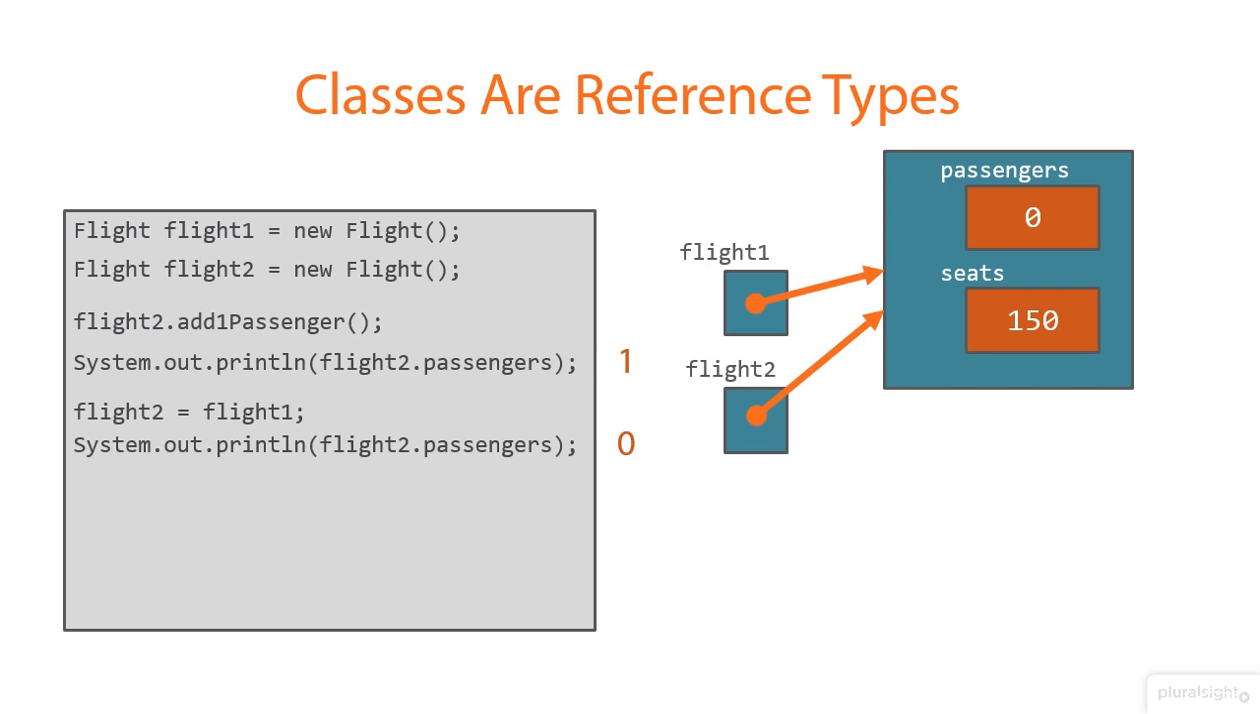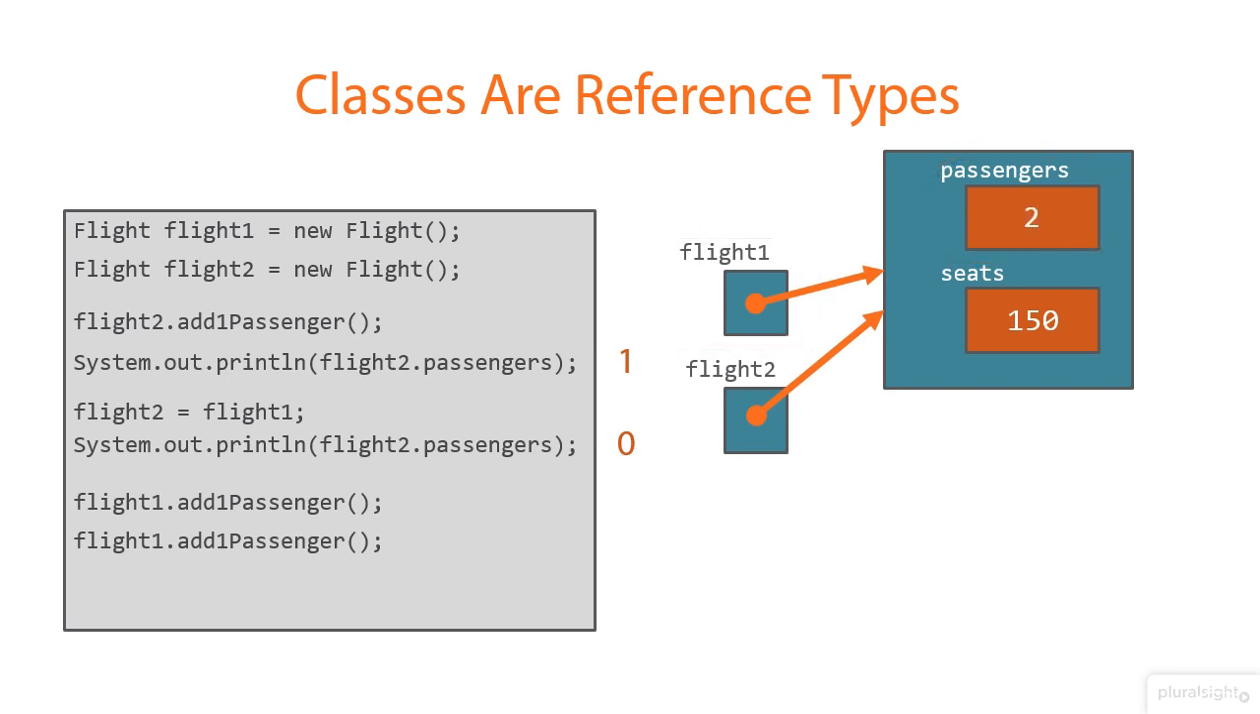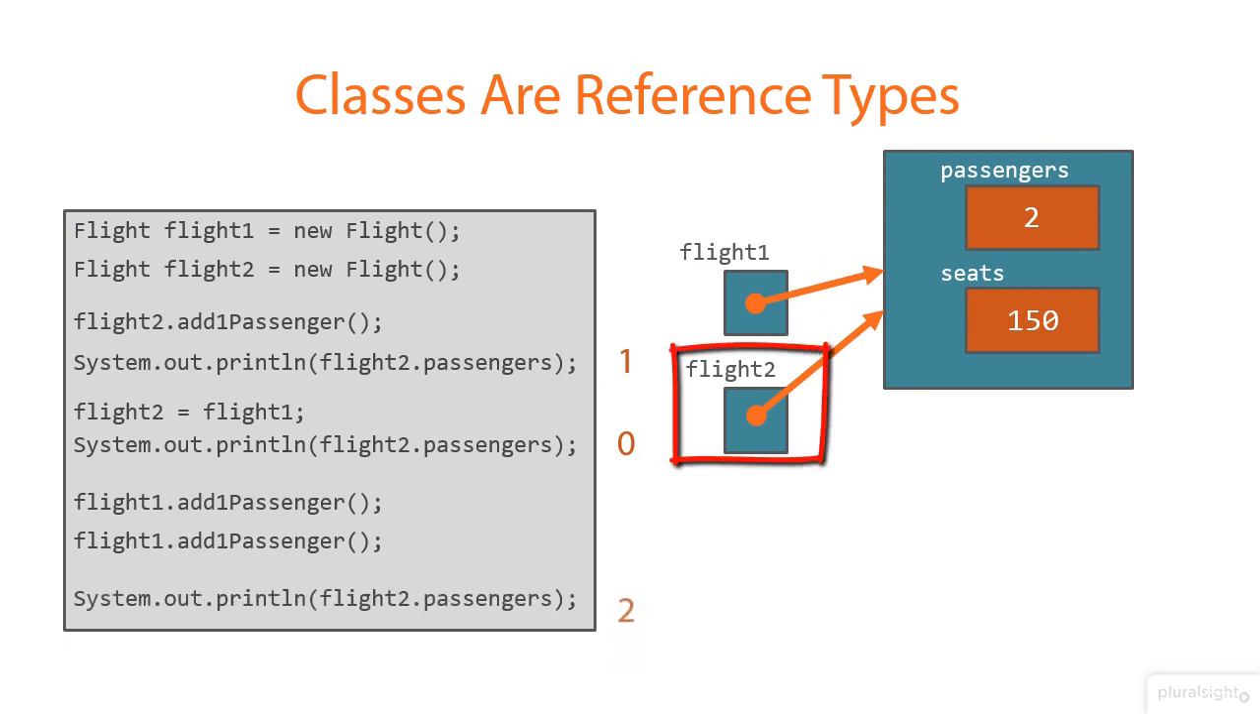So now if I work through flight1 and I say addOnePassenger, that increments passengers from 0 to 1, of course. If I then call addOnePassenger again on flight1, that increments it from 1 to 2. So now if I print out flight2.passengers, I get the value 2.